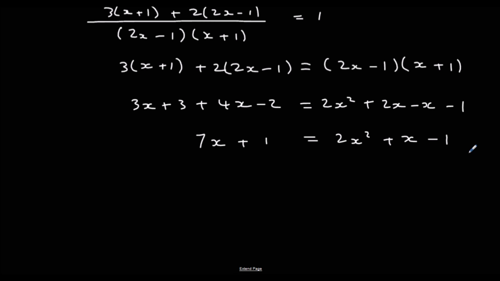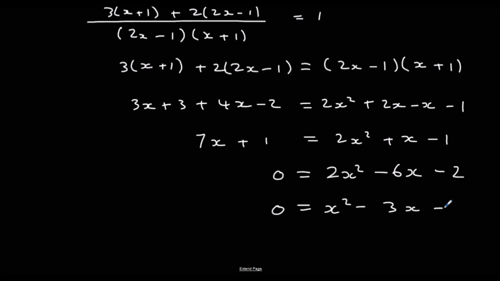It's a quadratic. To solve it, I need to make it equal to 0. I'm going to bring everything over to the right side because that will give me my positive x squared term. So 2x squared, take away 7x from both sides, minus 6x, take away 1 from both sides, minus 2. There is something I can do to this one to make it easier, and I can halve every term. Divide everything by 2. So I've got x squared minus 3x minus 1.